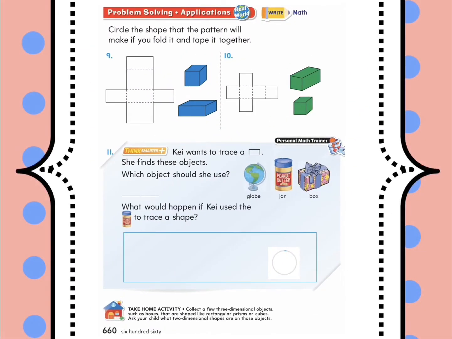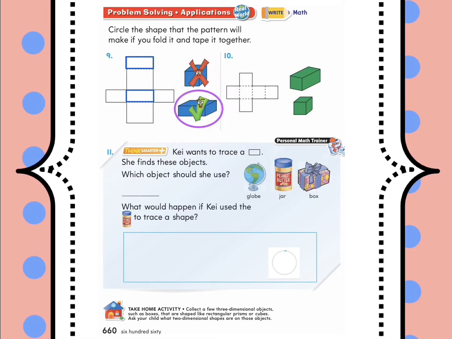It's time to work in our book now. We have this problem-solving page. We need to circle the shape that the pattern will make if we fold it and tape it together. Now, question number 9. There is a shape that is opened, but we need to look at the faces or the flat surfaces that could be on top of it. As long as I can see different sizes of rectangles, the possibility to make a cube is 0. So I will exclude the cube and I will circle the rectangular prism.